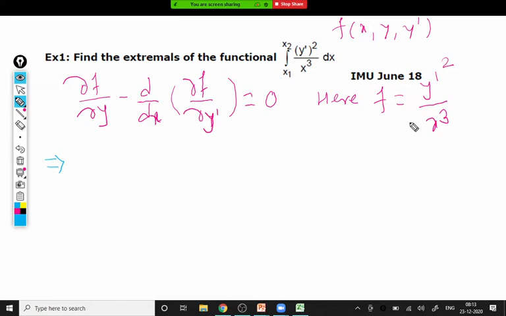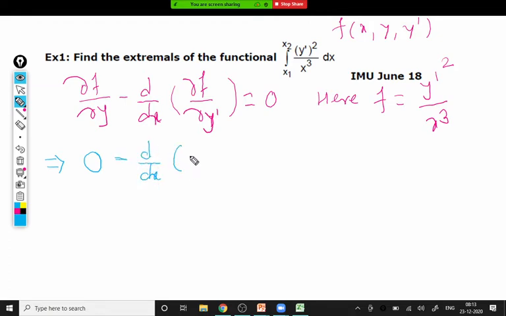Zero, zero is the answer. That's one straightforward. Because we are differentiating f partially with y, x and y dash are like constants, so the whole f is like a constant, and the derivative of a constant is zero there. It is a big zero there. So minus d/dx will be as it is.